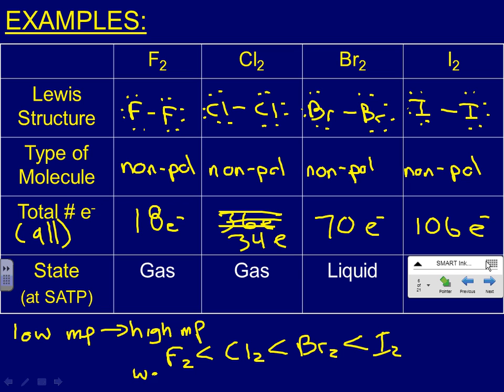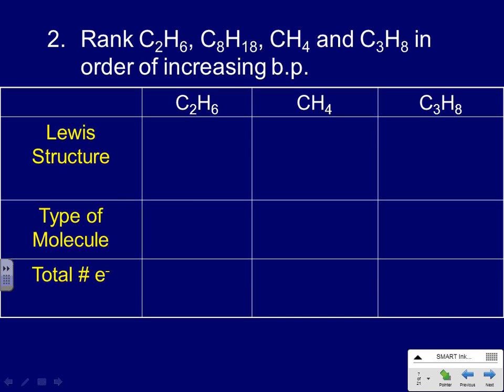And if you wanted to add some information, this is weak London forces, and these are stronger London forces, simply because it has more electrons in it. And they're all nonpolar. If one was polar and it had a dipole interaction, then that would change things. And we'll look at those examples. Okay. So let's do another one here.